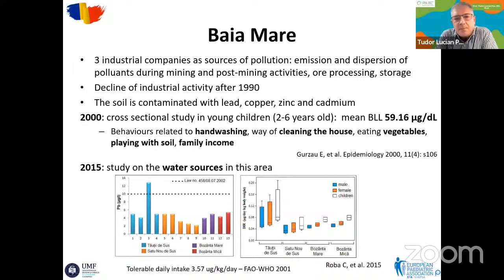In 2002, a study showed a high level of BLL of around 60. It's very, very high for children. And again, the link with behaviors like hand washing, cleaning of the house, eating vegetables, playing with soil, and also the family income. In 2015, here was a study looking at the water sources, and the only water source with a high level of lead was the one around the old factory, from one neighborhood near the old factory.